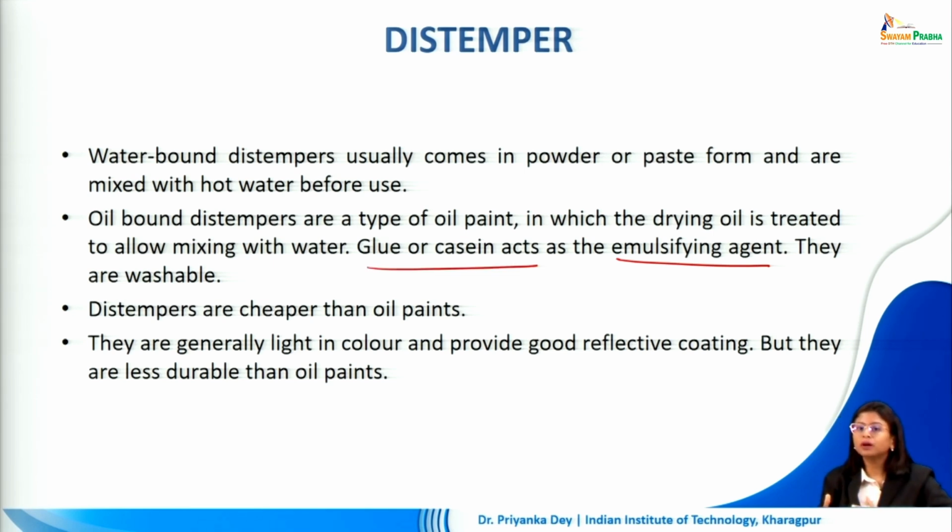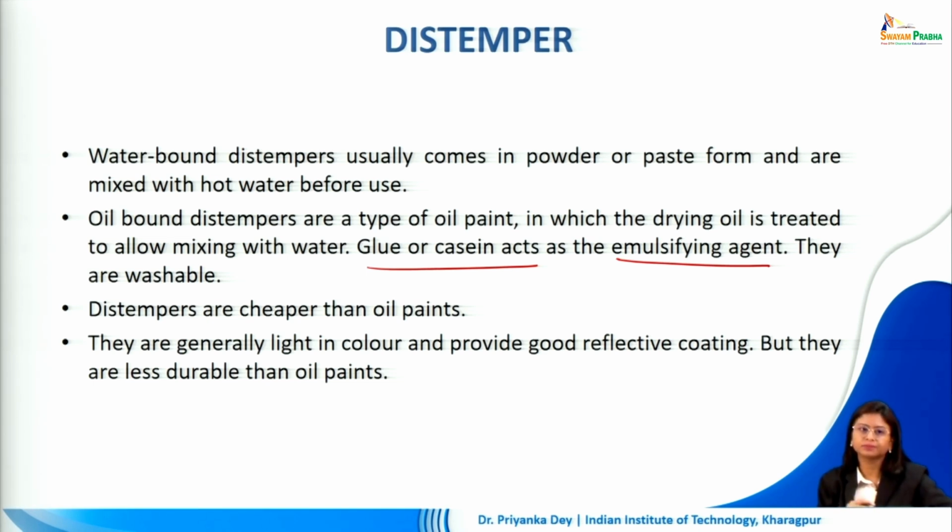So, as opposed to a water-based, chalk-based distemper, if we are going for an oil-based, oil-bound distemper, we should be able to clean these surfaces later on by washing it. So, that is one added advantage to the other type. Now, distempers are cheaper than oil paints, so we may select this as an option where we require such surfaces, but we don't want to take the expense of selecting an oil paint. They are generally light in color and they provide a very good reflective coating, but they are less durable than oil paints. Of course, we are selecting a more affordable option, so the durability of this paint is compromised in certain aspects.